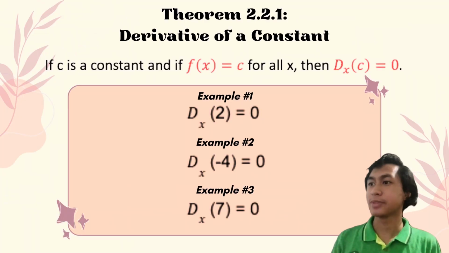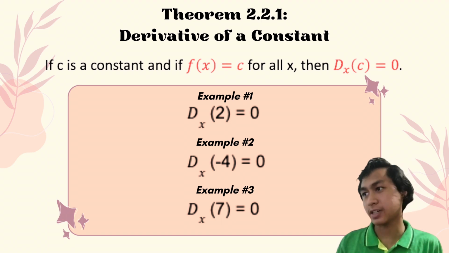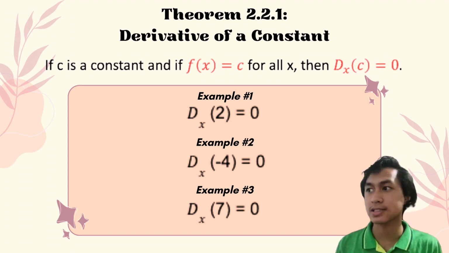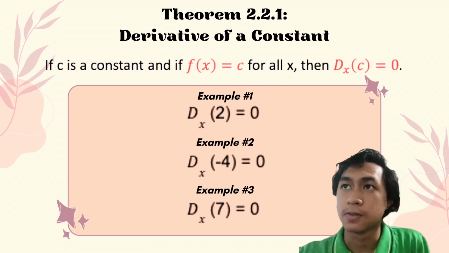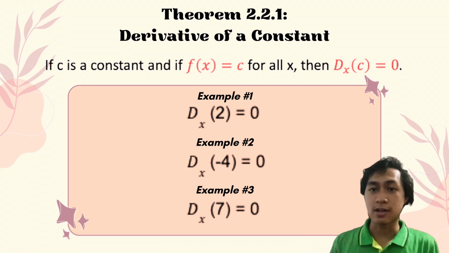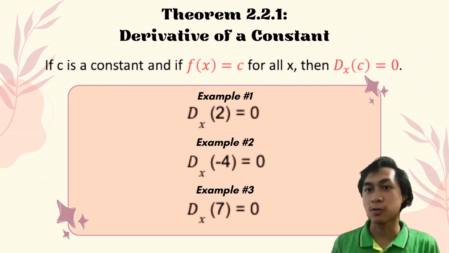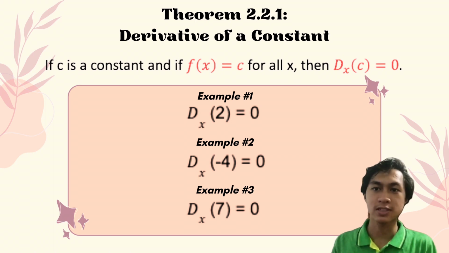For the first theorem, it is indicated that if c is a constant and f of x is equal to c for all x, then the derivative of c is equal to 0. Let's have these examples. For our example, we have the derivative of 2, which is equal to 0. Take note that as long as it is a constant, no matter what its sign is, the result will always equal 0. For further understanding of the derivative of a constant, here are examples number 2 and 3.